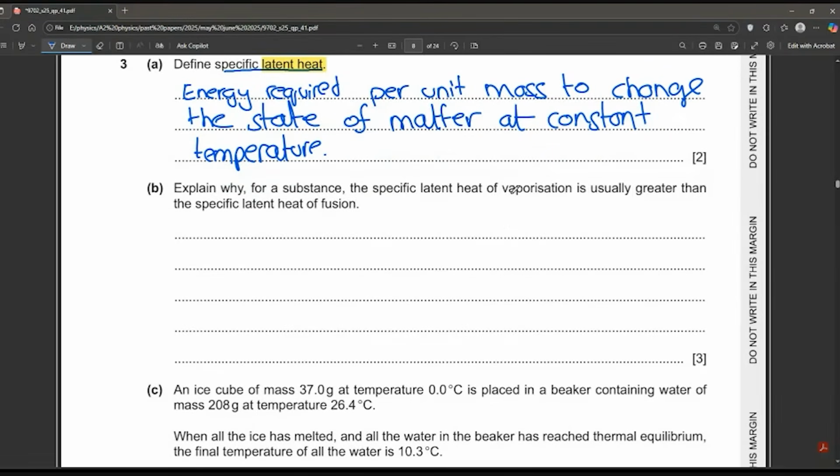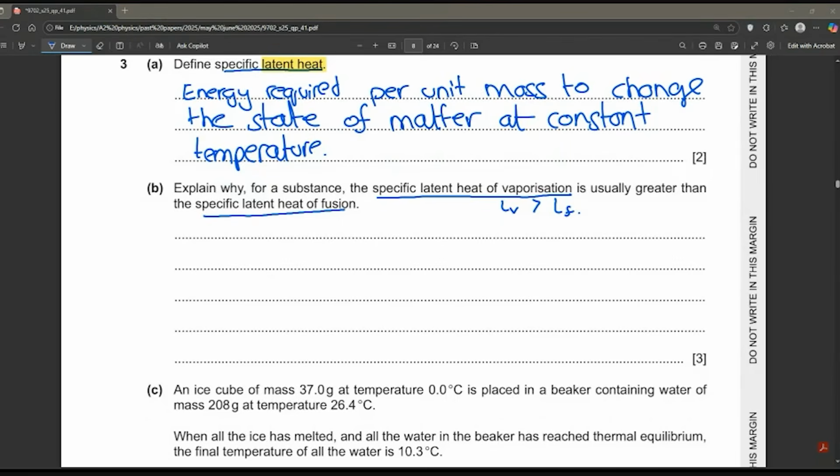Explain why for a substance the specific latent heat of vaporization is usually greater than the specific latent heat of fusion. For vaporization, there is a greater change in the separation of molecules. There is a greater increase in the separation of molecules. Hence, there is a greater increase in potential energy. That's why specific latent heat of vaporization is greater.